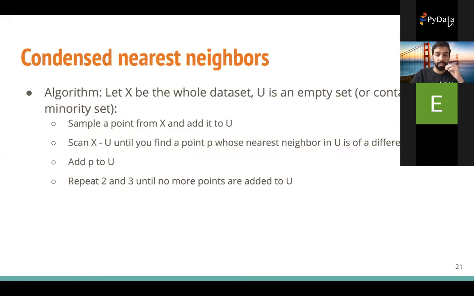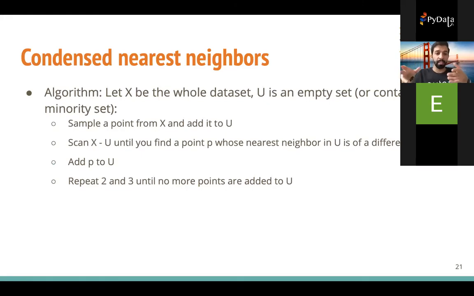And then we see the condensed nearest neighbors. Among all the ones that we're going to go through, this one is the slowest because of how it runs. The way it starts is that we let X be the whole data set, and then we have the set U. It can be initialized as an empty set if you want to sample both the minority and the majority, or it can contain the whole minority set if you only want to resample the majority set.